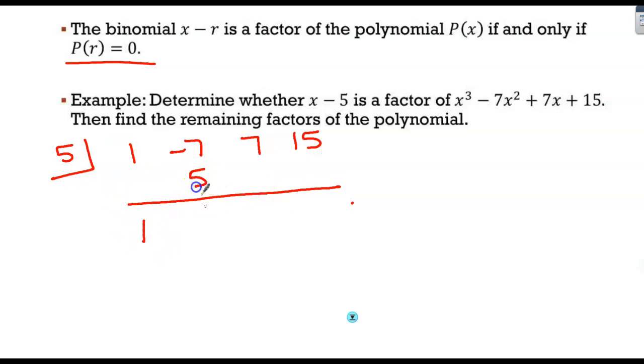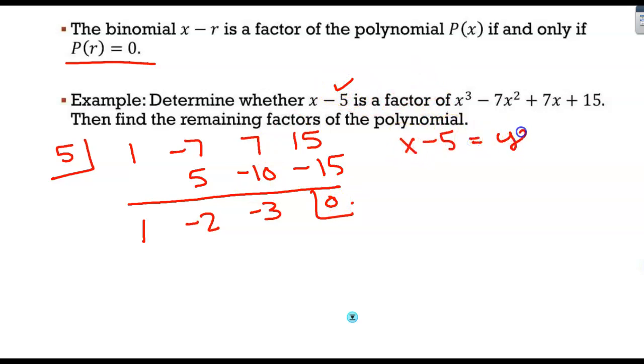1, negative 2, negative 3, negative 15. So what the factor theorem tells me, if my remainder is 0, then x minus 5 was a factor. So was x minus 5 a factor? Yes, it was, because my remainder was 0.